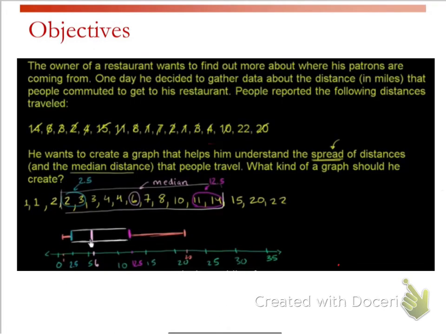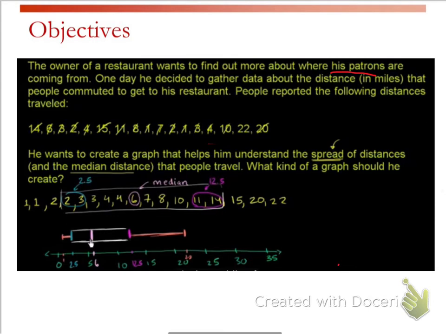So in this example, we have an owner of a restaurant who wants to find out more about where his patrons come from. He has some delivery motorcycles which deliver the food to his customers, and he wants to check how far the distances usually are where they drop the food, or he's planning to have a delivery team. So he had a survey with his customers who come to his restaurant: where they are coming from, how long they are driving, and how far they are from his restaurant.